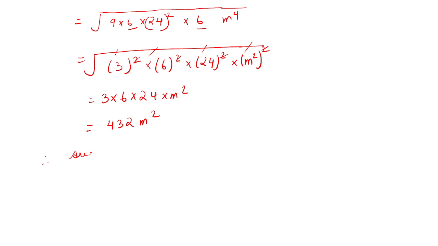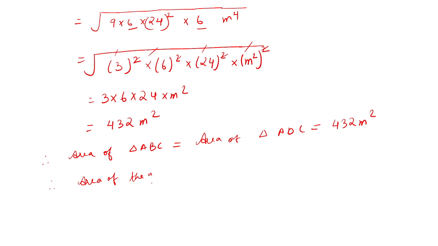Therefore, area of triangle ABC is equal to area of what? Triangle ADC. That means both of them are equal to 432 meter square. Therefore, area of the grass field, I've already given you. So all you have to do is add 432 meter square plus 432 meter square. That will give you 864 meter square. Clear? So this will be your answer for this question. We'll do the remaining question in the next video.